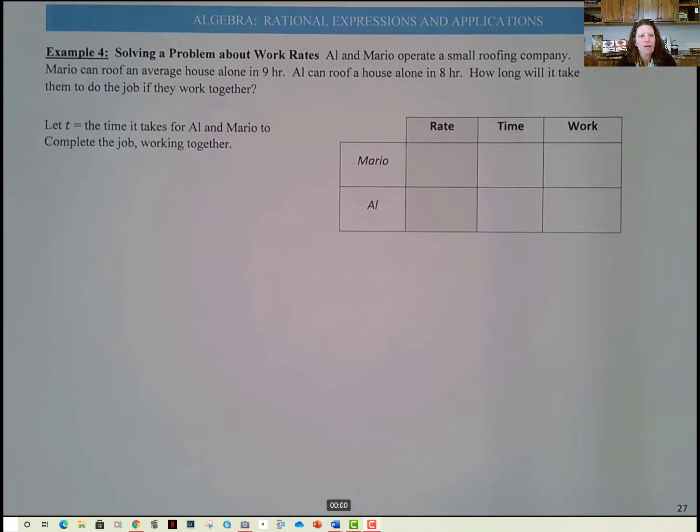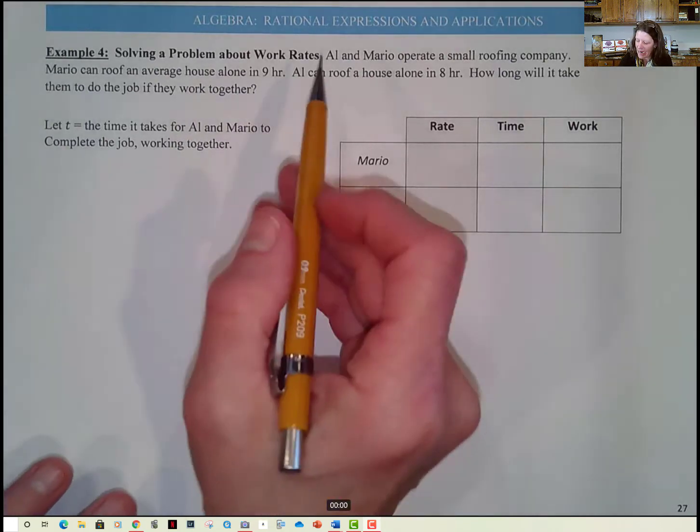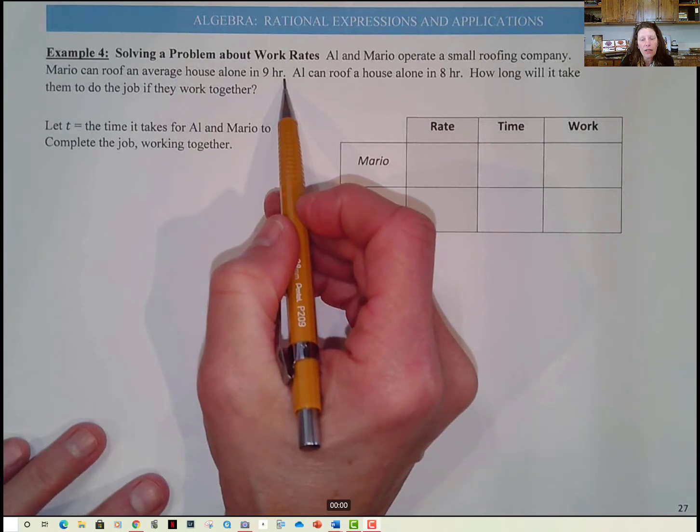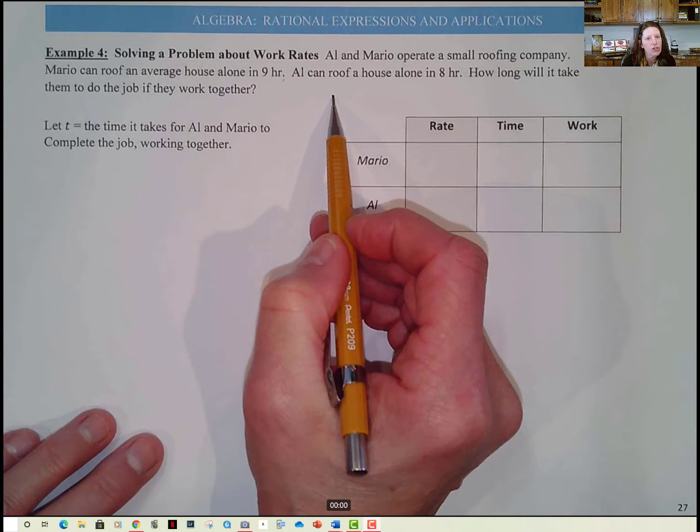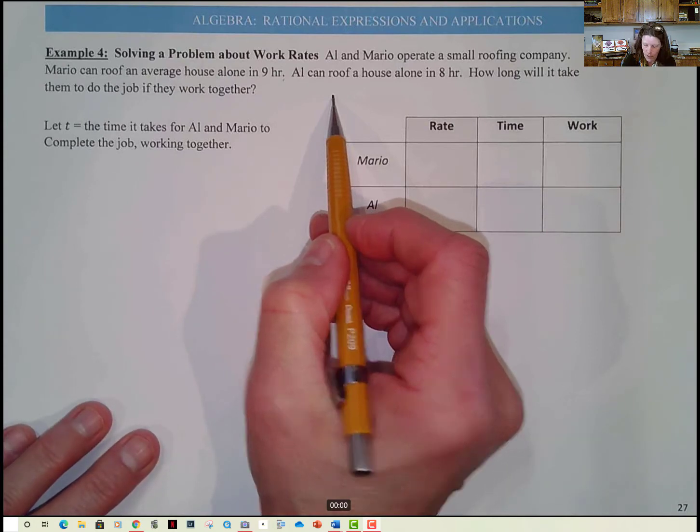Example 4, solving a problem about work rates. Al and Mario operate a small roofing company. Mario can roof an average house in 9 hours. Al can roof a house alone in 8 hours. How long will it take them to do the job if working together?